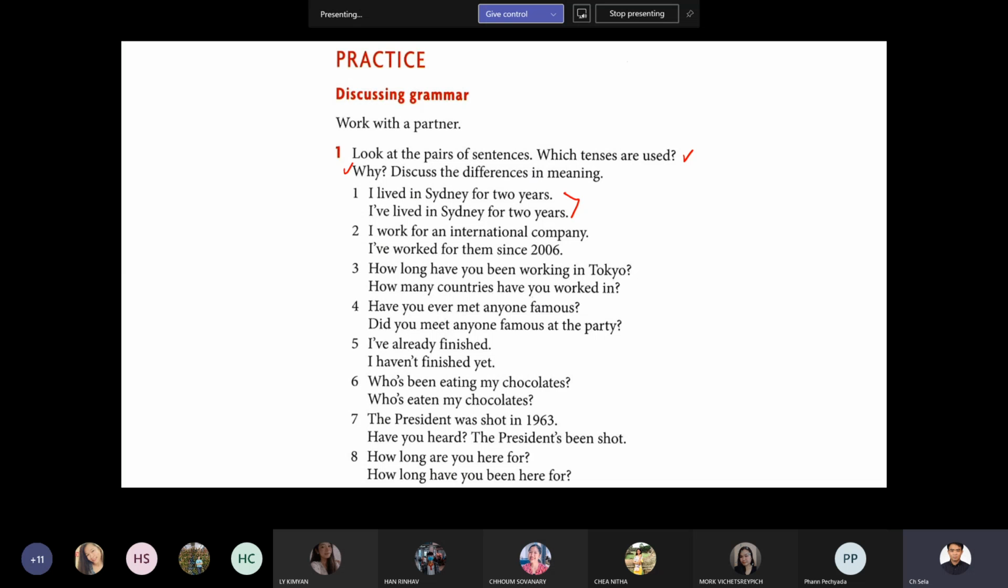All right, so now I would like to give you examples. Number 3 until number 8, I'm going to ask you to do by yourself in your notebook. You must practice even if you have a right or wrong answer. Please do the practice, all right? But number 1 and number 2, let's do together. So remember the question in mind, right? Which tenses are used and why. Now let's go.